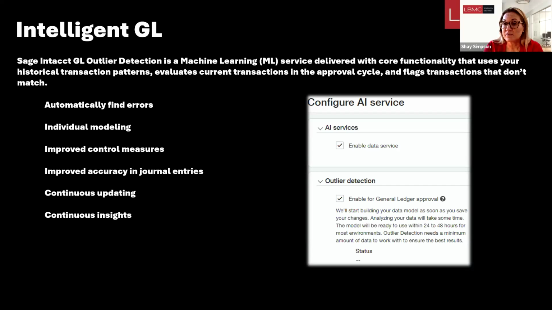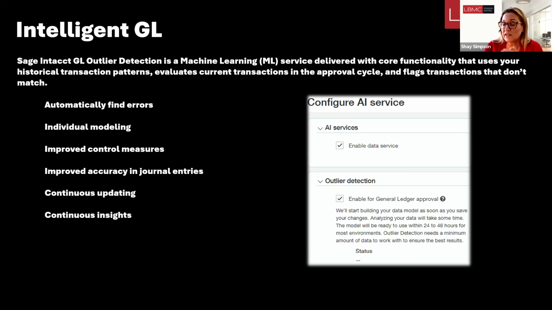It is built off of AI. So obviously, when we first turn this on, it's got to start building that information. It's individual modeling. You're going to have improved control measures, improved accuracy in our journal entries. It's continuously updating because it is building off of that AI information and continuous insights.